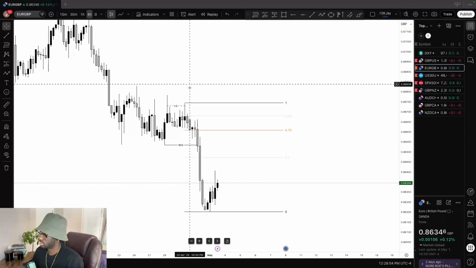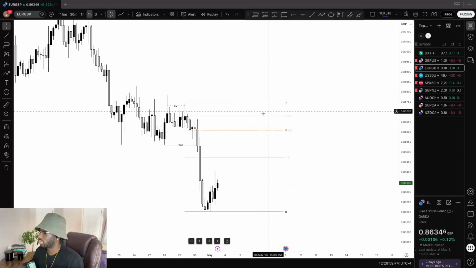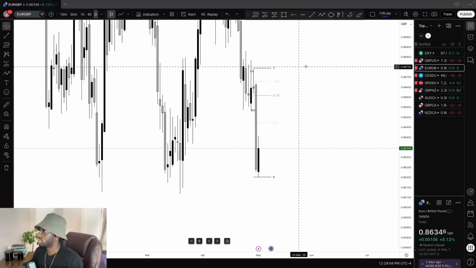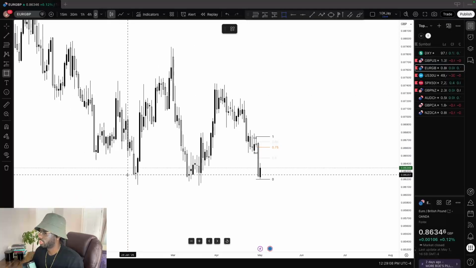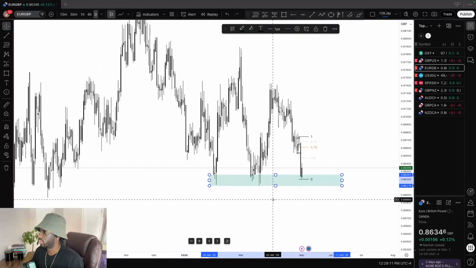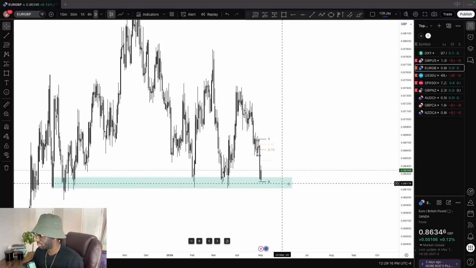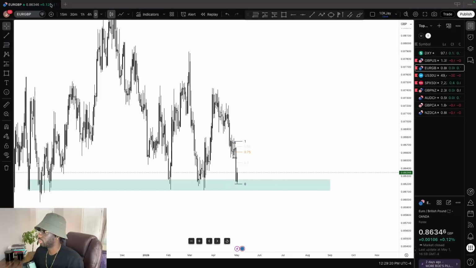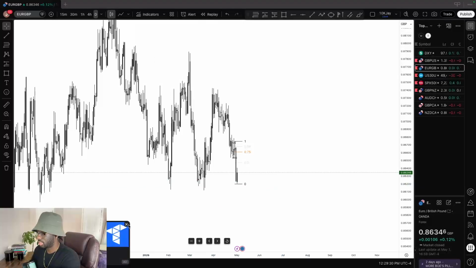Liquidity sweep, break of structure. Wait for a retrace to continue down. But one thing I do want to point out is on the daily time frame, we are at a... so I'm just gonna wait this out and see what happens here. But it's still a valid trade. Just gotta be careful because we are at a daily low.